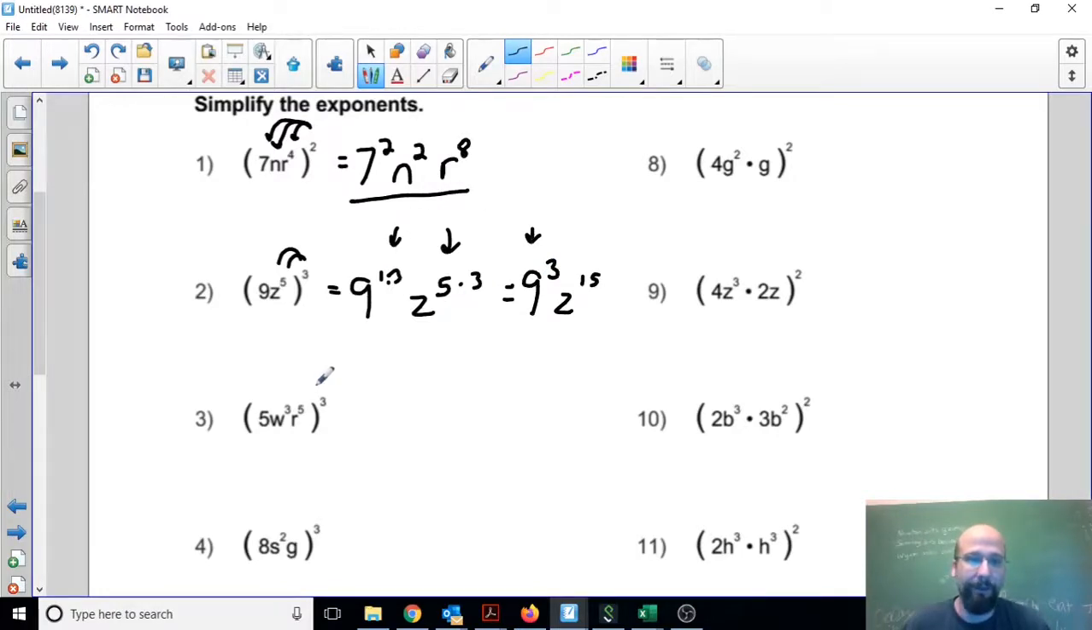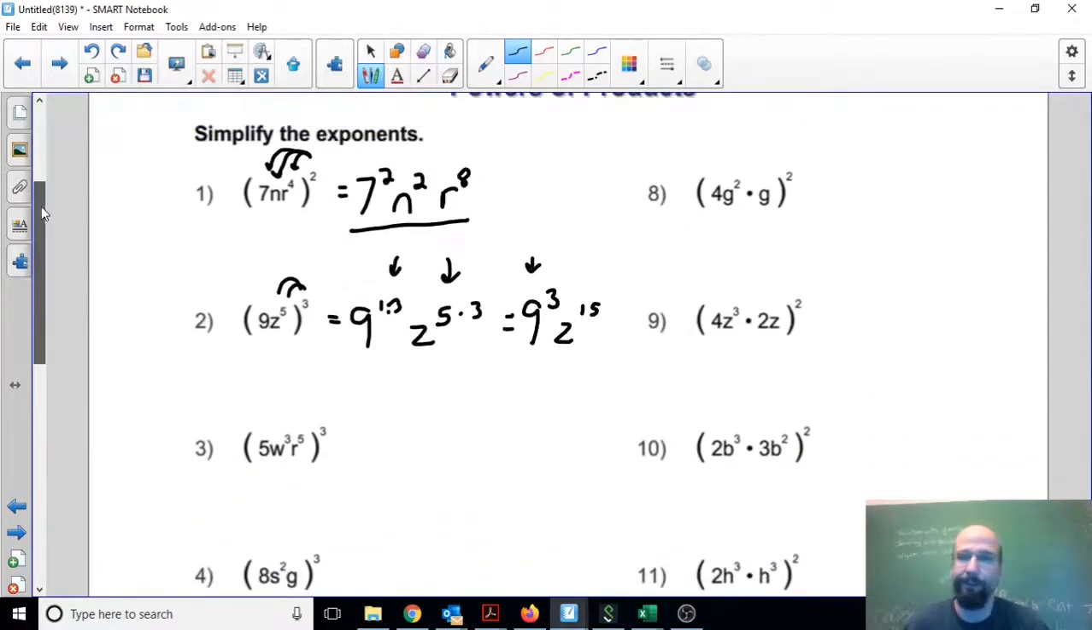So just remember, the outside goes to everything on the inside. For number 8, your worksheet's going to be different than these, but the questions are pretty much the same. You just want to do what's inside first before you do what's on the outside. So you want to take care of inside the parentheses before you take care of this exponent of 2. So this would be 4g squared times g. So you multiply the coefficients.